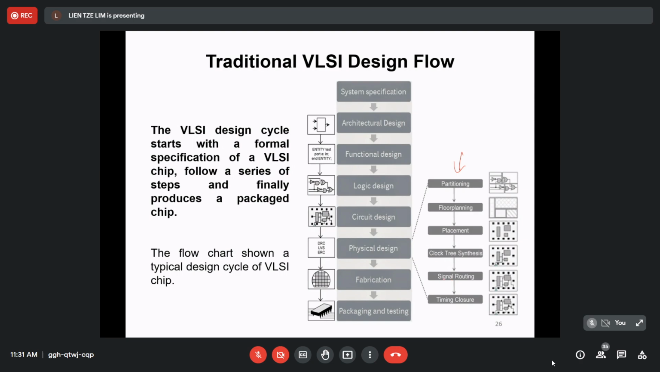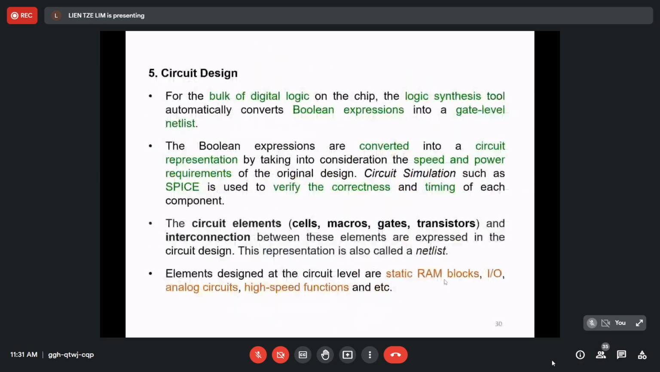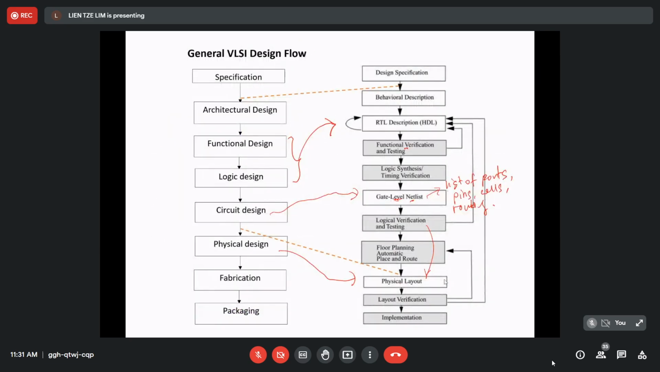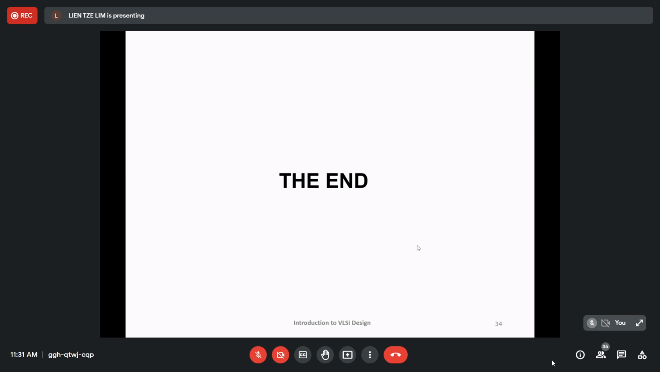This is what you need to understand: the meaning and the relationship of the designs given here. These are the processes that must be followed if we want to fabricate an IC, an application specific IC, an ASIC. So this is the end of chapter 1.